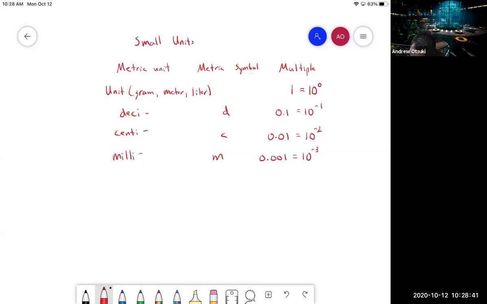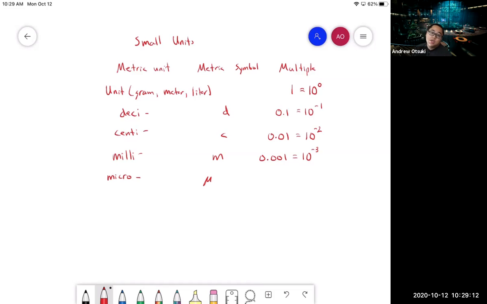Okay, micro. You may have heard of micrometers or microliters. Those are common units used. It's represented by the Greek letter mu, like this. It's like an inverted or upside down H. That's how you write it.